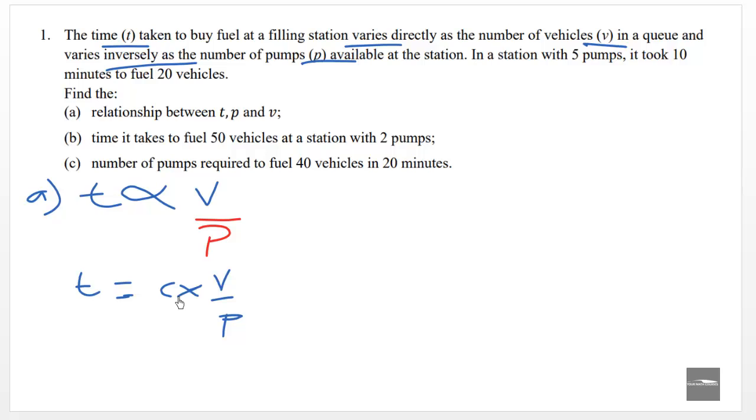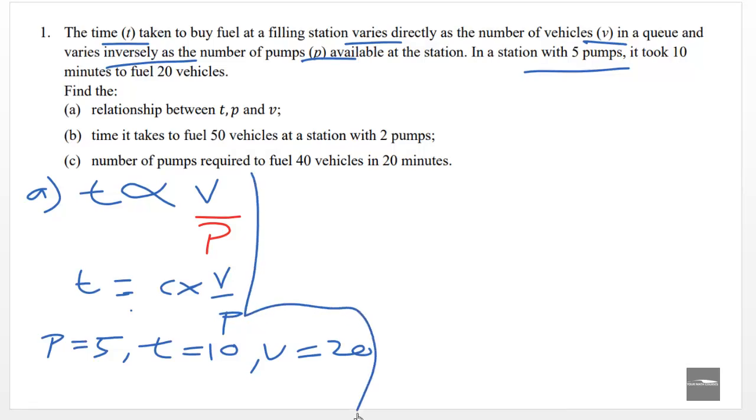We can substitute the values given in the question. So from the question, we're given 5 pumps. Then we're also given 10 minutes. We're also given 20 vehicles. So we substitute this into this relation to find the value of C. So T, which is 10, will be equal to C times V, which is 20, over P, which is 5.